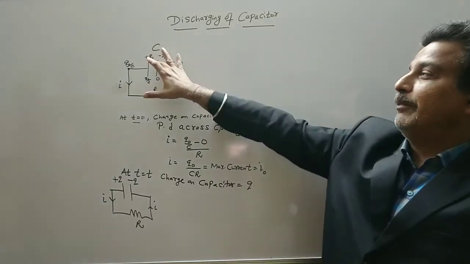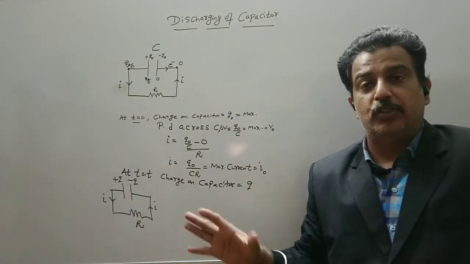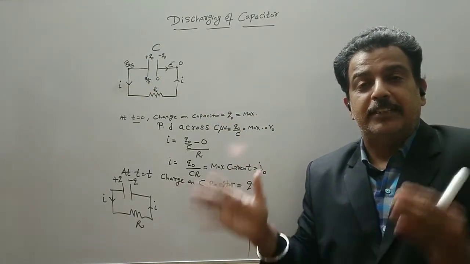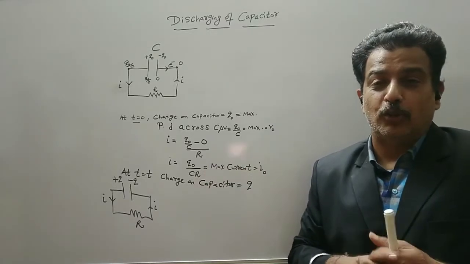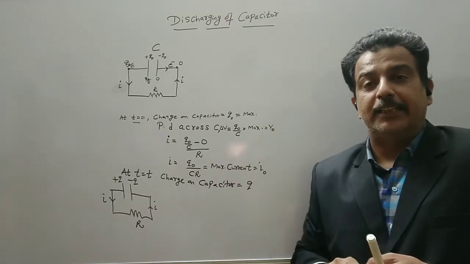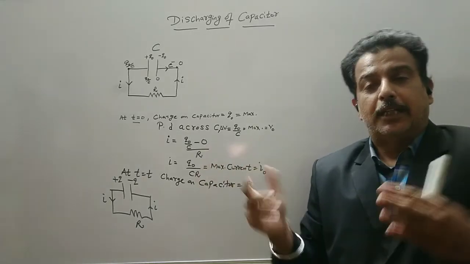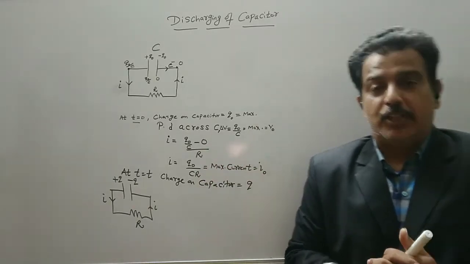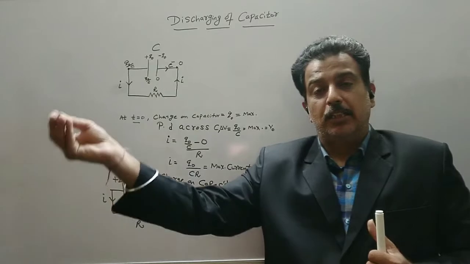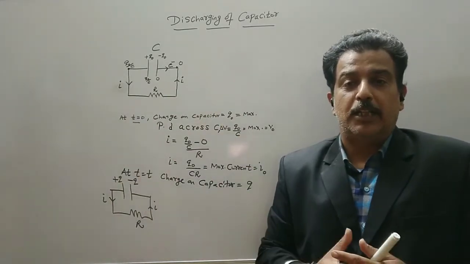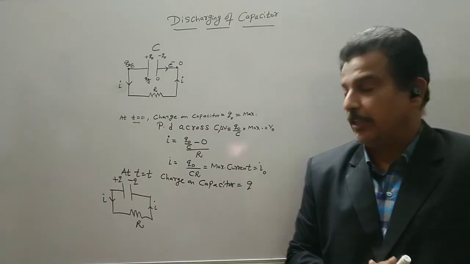Now when this capacitor will lose all its energy, all its charges, we say the capacitor is fully discharged. So that time will be an infinite time. So again, the capacitor will never be fully discharged. So it can never be fully charged, neither is it fully charged nor fully discharged.